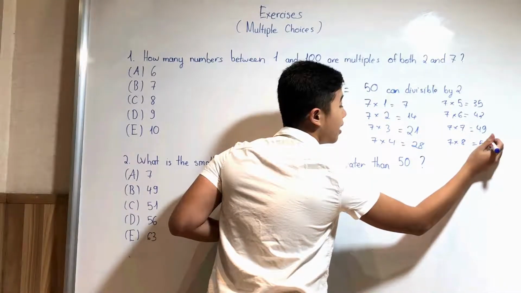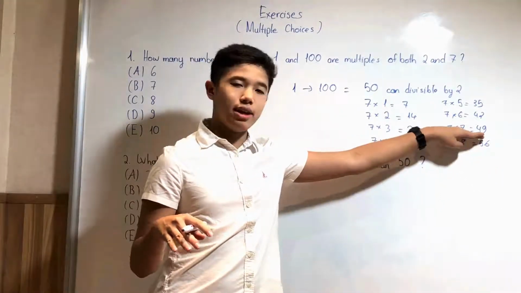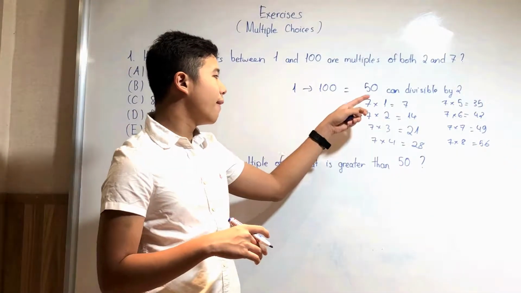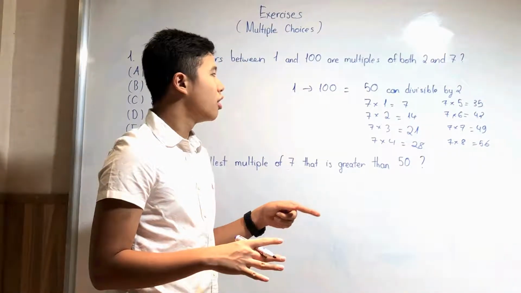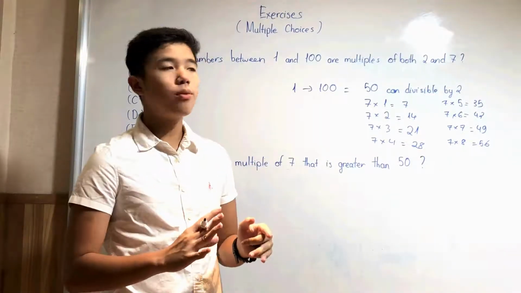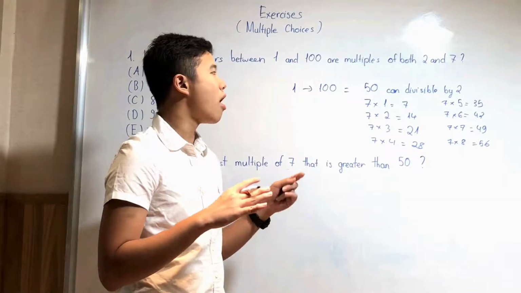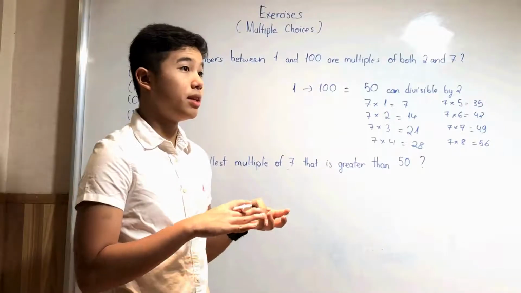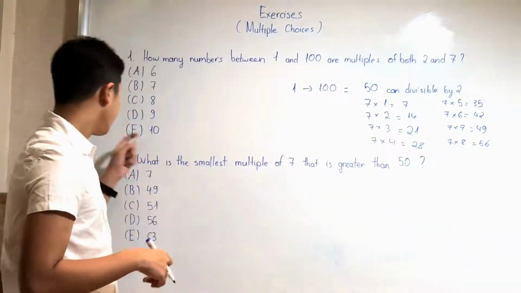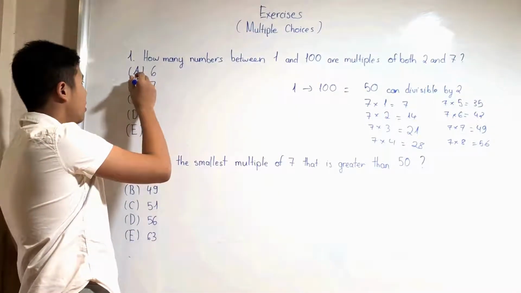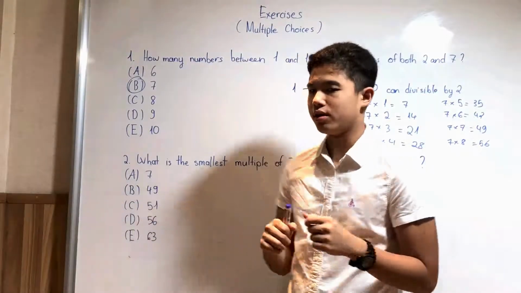56. But 56 is above 50, so we stop at 49. From 7 times 1 to 7 times 7, there are 7 numbers. So from 1 to 100, there are 7 numbers that are multiples of both 2 and 7, that can be divisible by both 2 and 7. In the answer choices, we will choose 7, letter B. Move on to the next question.